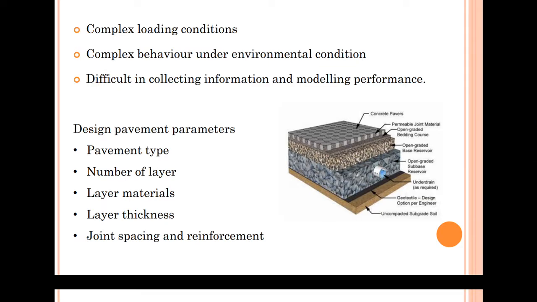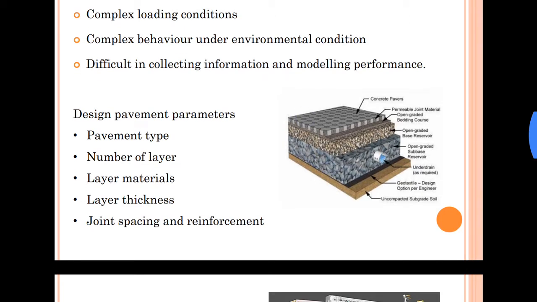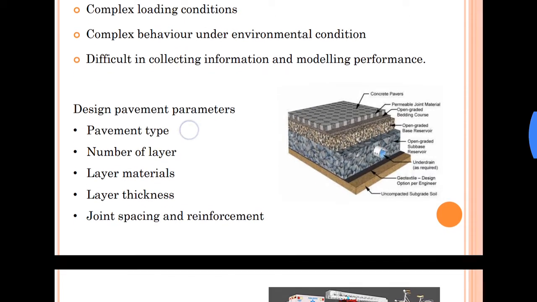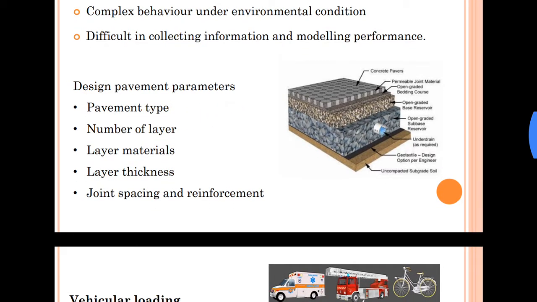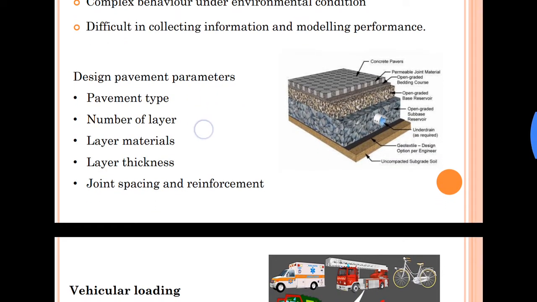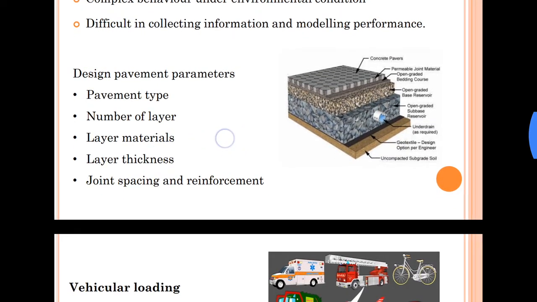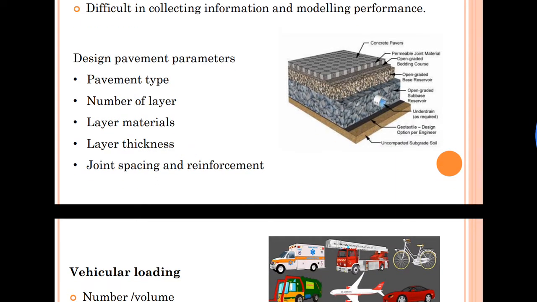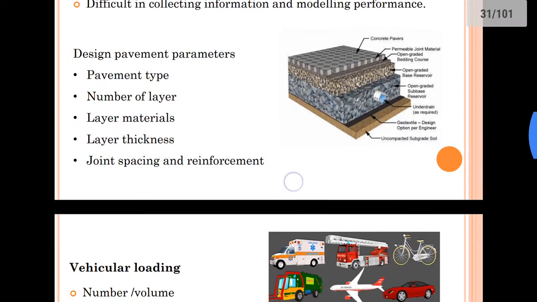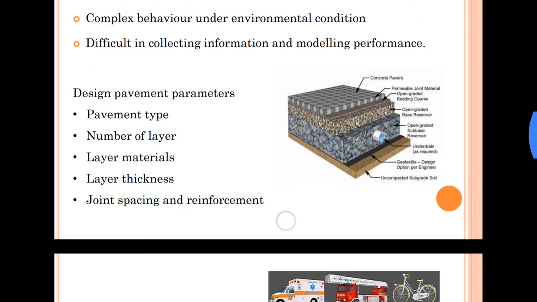So what are the different design pavement parameters that we need to consider? Pavement type, whether flexible or rigid or composite. What is the number of layers that we need to provide? What are the different materials that we use in each layer? What is the thickness of each layer? And in the case of rigid pavements, joint spacing and reinforcement.